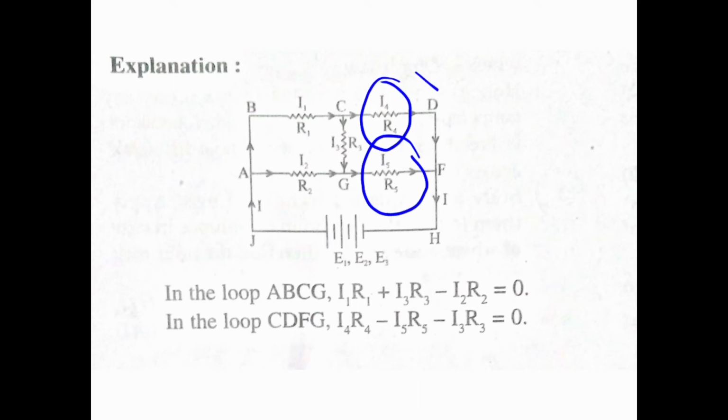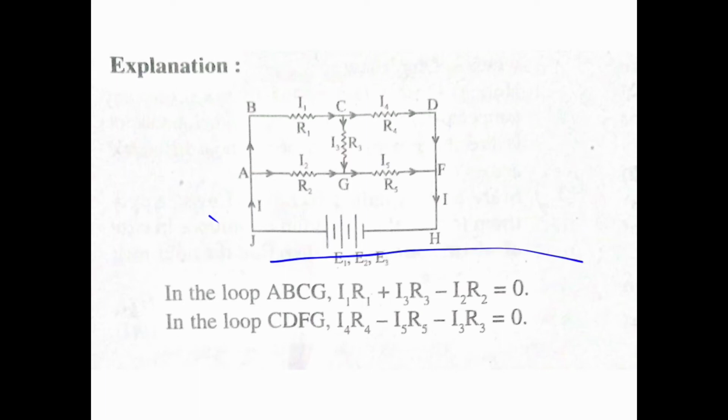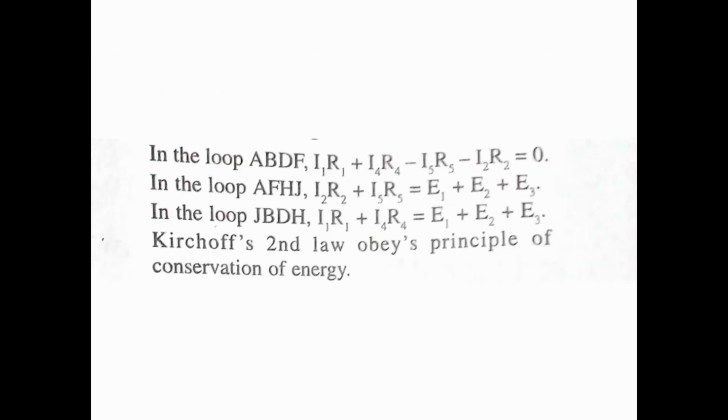Okay, this direction is towards right, and if we come towards this direction, it should be towards left, so the direction is the same as it is towards right, so the direction is opposite. So I4 R4 minus I5 R5 minus I3 R3, this direction is also negative, is equal to 0. We get these two conditions.